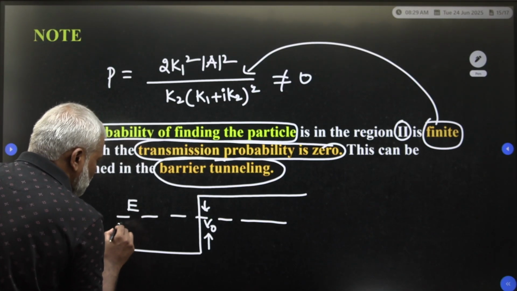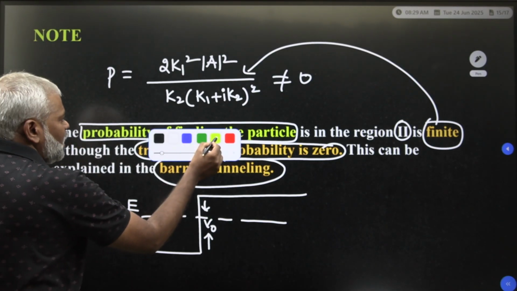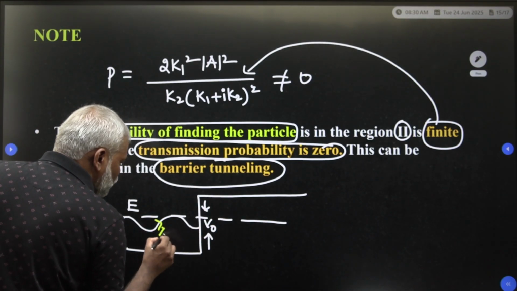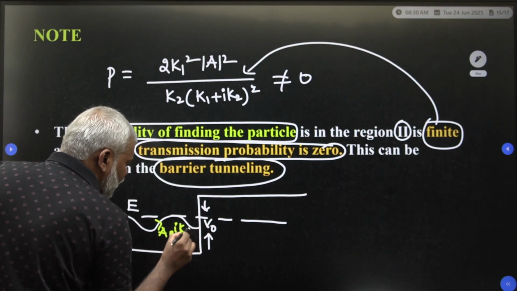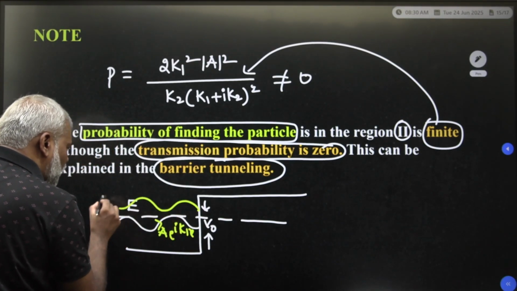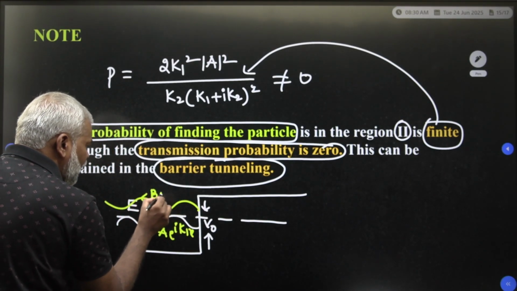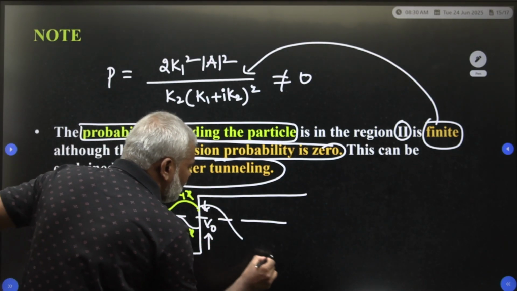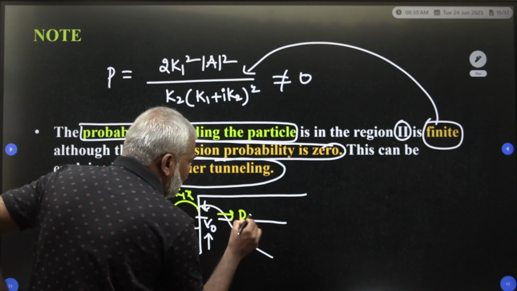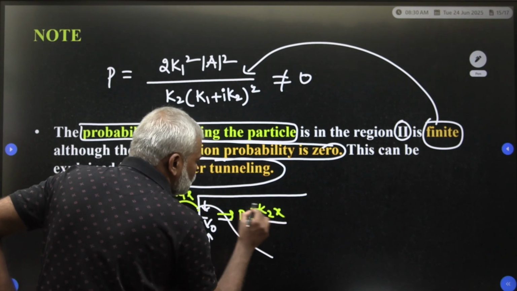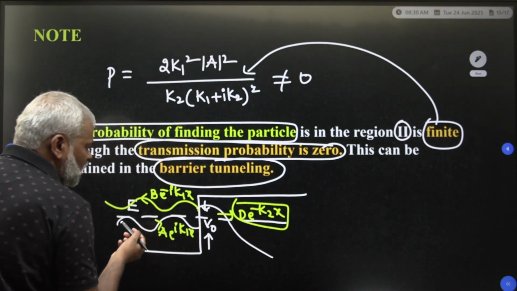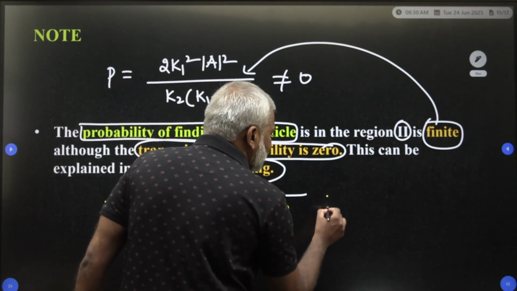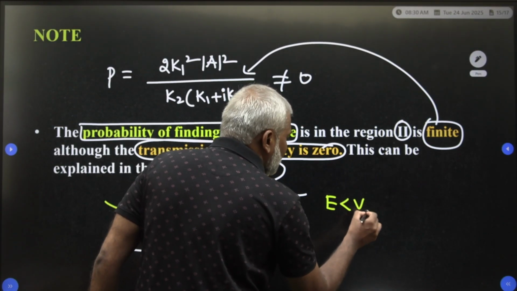So therefore some portion should be incident, that is the particle incident with A e to the power of i k1 x, some portion should be reflected back, B e to the power of minus i k1 x, and some portion should be decayed, that is D e to the power of minus k2 x. This is the exponential function. We get that exponential function when E is less than V naught.